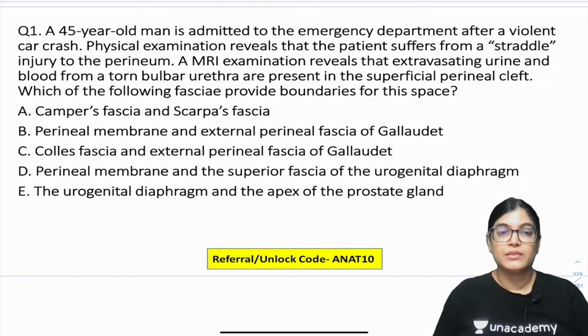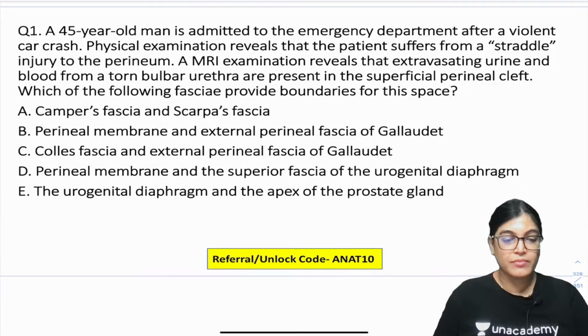So the options are: Camper's fascia and Scarpa's fascia; perineal membrane and the external perineal fascia of Gallaudet; Colles fascia and external perineal fascia of Gallaudet; perineal membrane and superficial fascia of urogenital diaphragm; and the apex of prostate gland. So these are the options, mark the correct answer. Take your 30 seconds. Your time starts now.